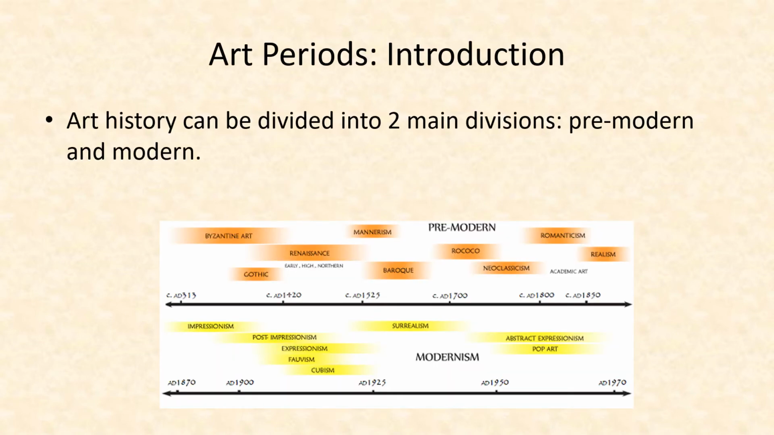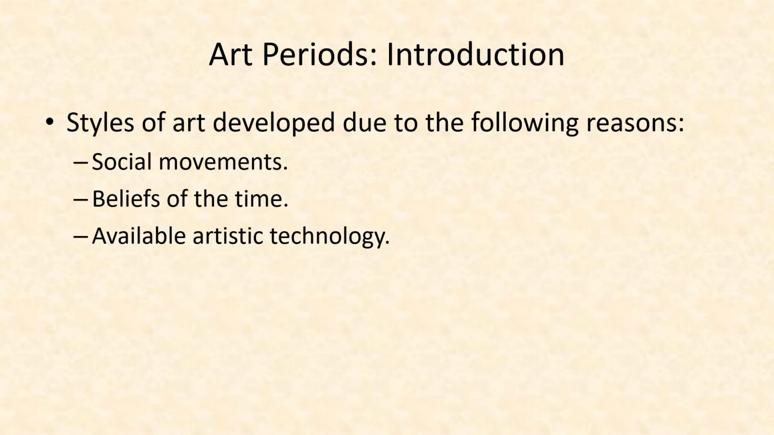Typically, art history is divided into 2 main categories. And we're talking art from the beginning of human civilization to our modern day. It's either categorized as pre-modern or modern. And typically, the time of Impressionism, of that period of artwork, is normally considered the start of modern art.